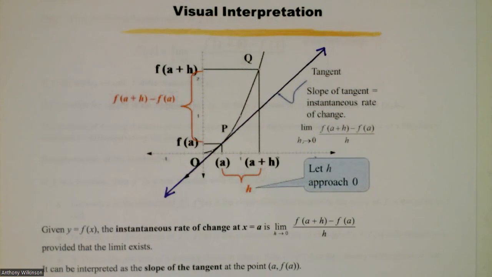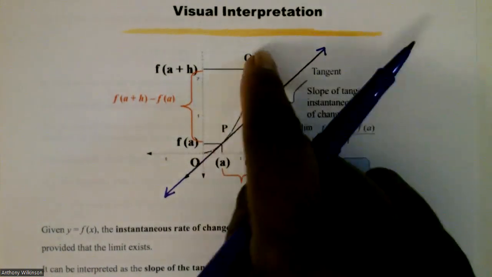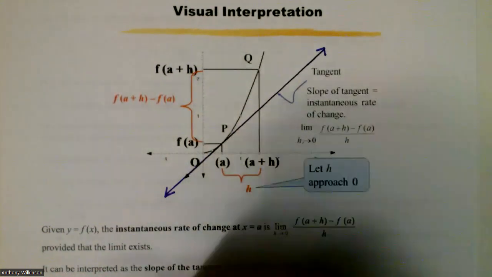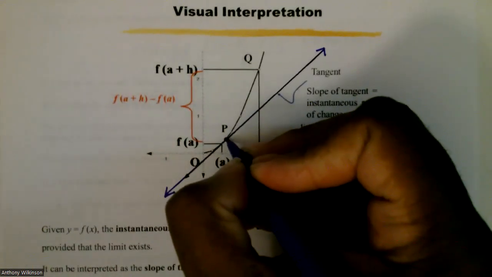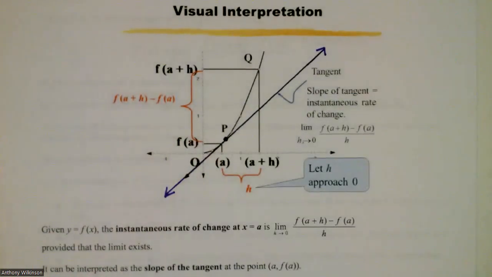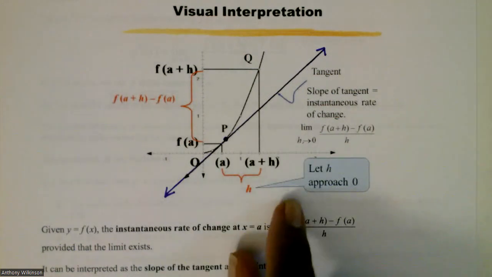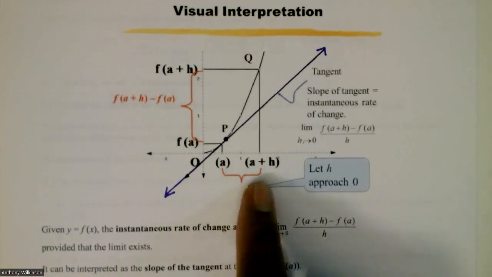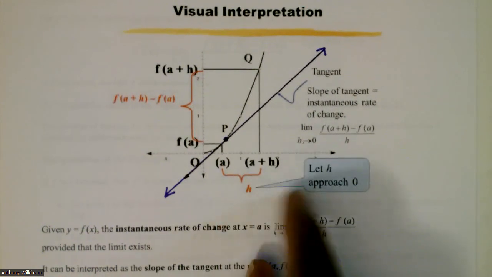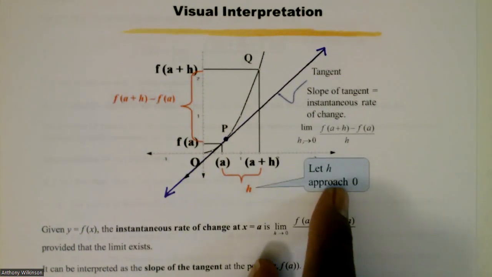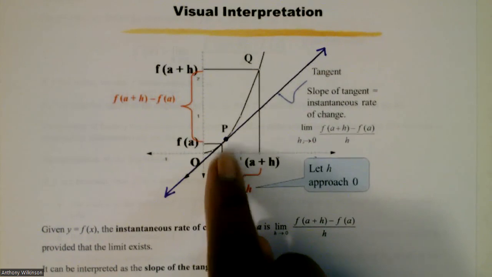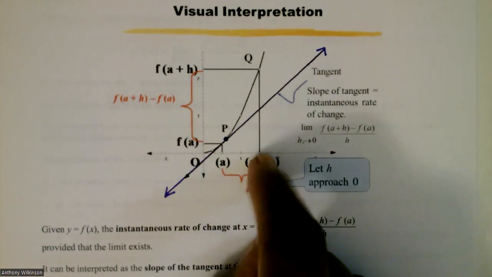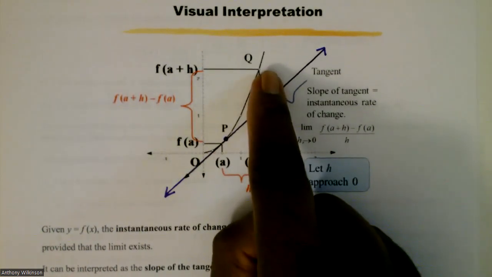And we have P and Q. And let's say P is a point on that curve. All right, so what's going to happen here is this. Pretty much the distance from A plus H to A, that's this H right here. Here we're letting H approach 0. So here at A is this point P, and at A plus H is this point Q.